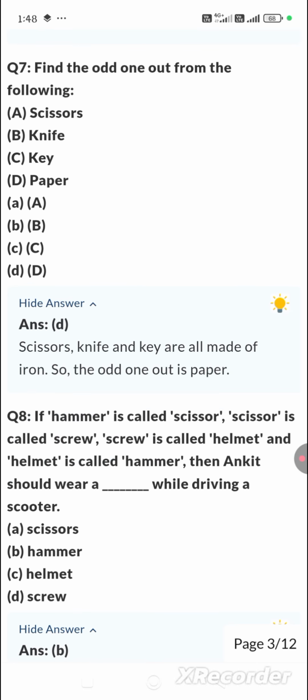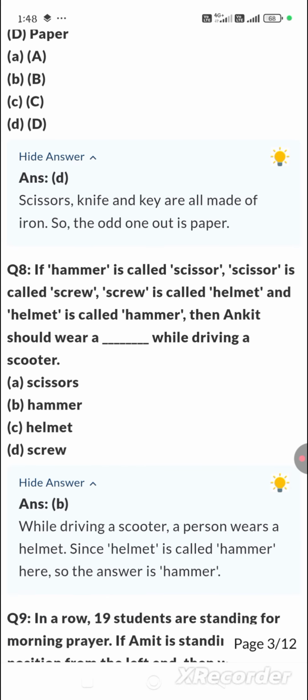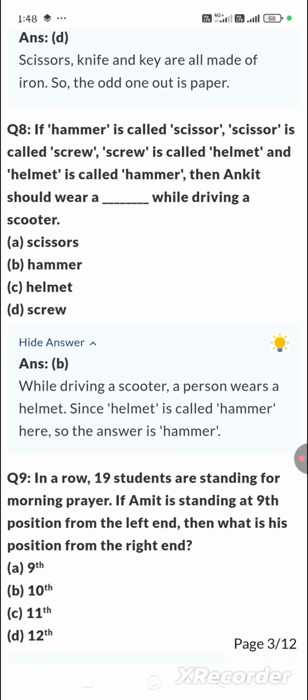If hammer is called scissor, scissor is called screw, screw is called helmet and helmet is called hammer, then Ankit should wear a dash while driving a scooter. Answer is option B. While driving a scooter, a person wears a helmet. Since helmet is called hammer here, the answer is hammer.